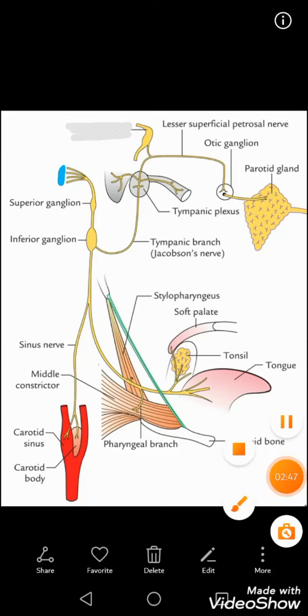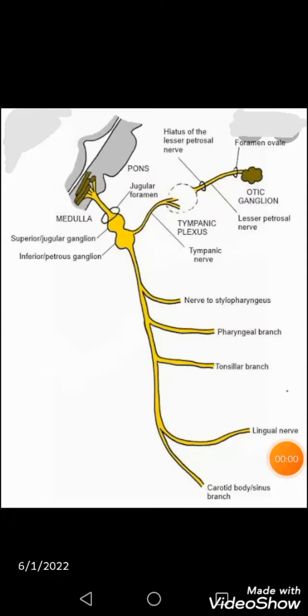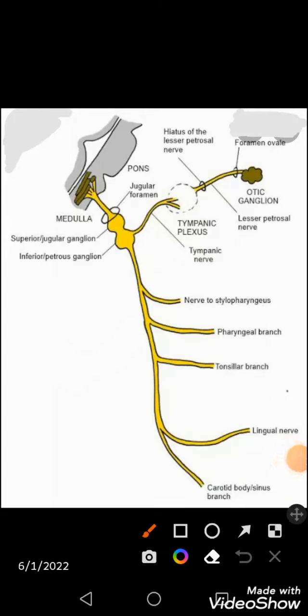Okay, if you concentrate, another important thing is that this glossopharyngeal nerve, after passing through its two ganglia, gives rise to a tympanic branch and enters into the tympanic plexus, and then from here it gives rise to the lesser petrosal nerve and then enters the otic ganglion, because it has to supply the secretomotor fibers to your parotid gland, and it will use the auriculotemporal nerve of the fifth cranial nerve, that is the trigeminal nerve, right?